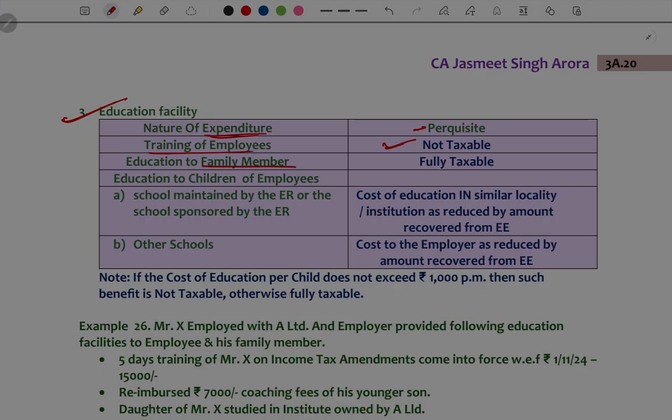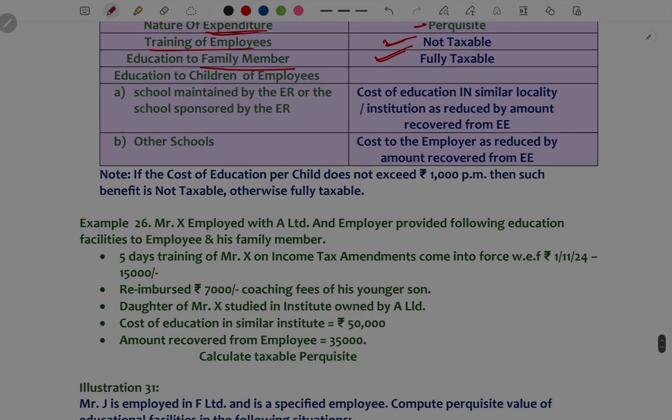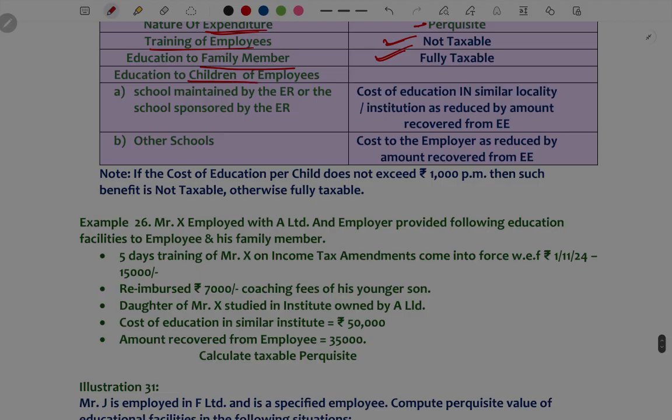Education to family members would be fully taxable. Let's see how. Education to children of employees is fully taxable. Education to children of employer, we'll see as follows. School maintained by employer means that the school is of the employer or the school is sponsored by the employer.